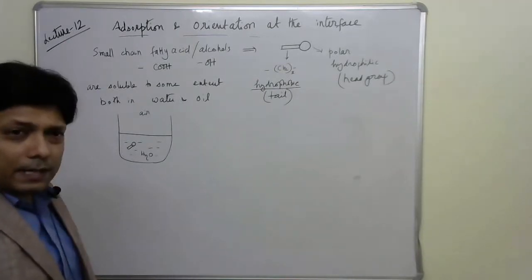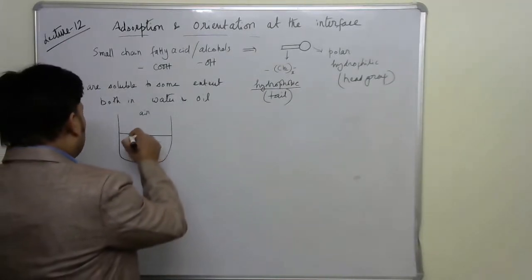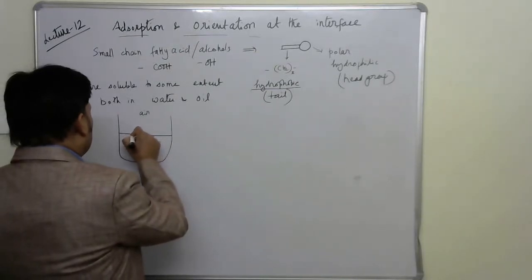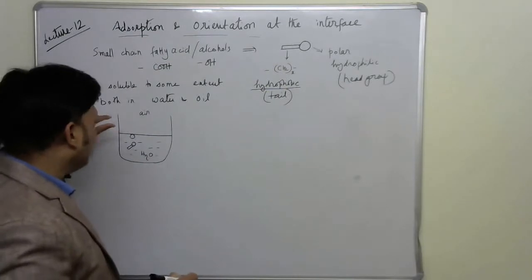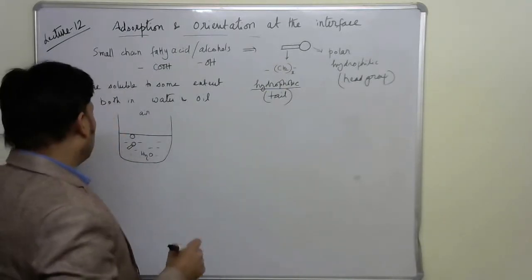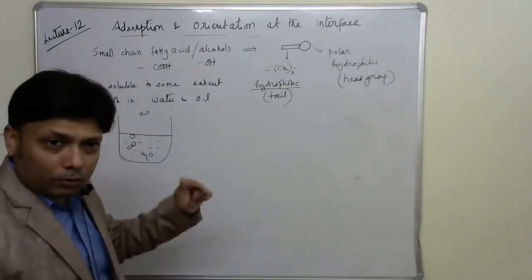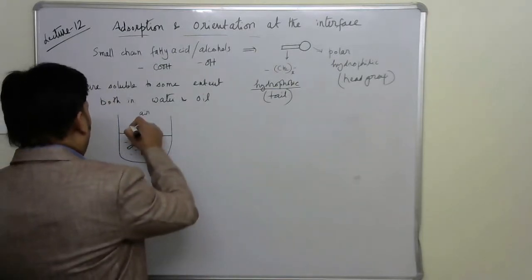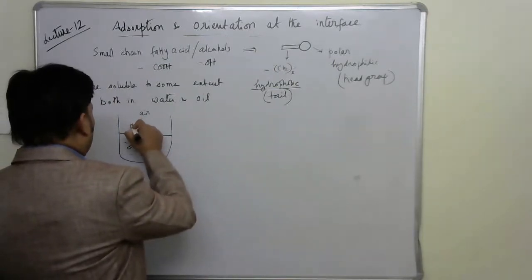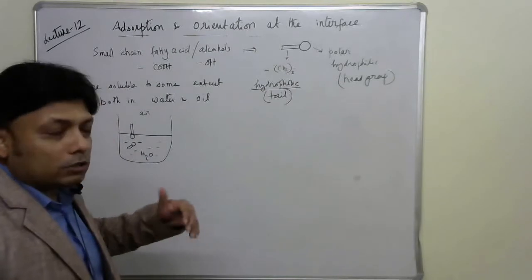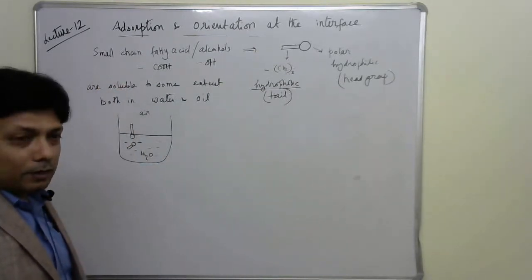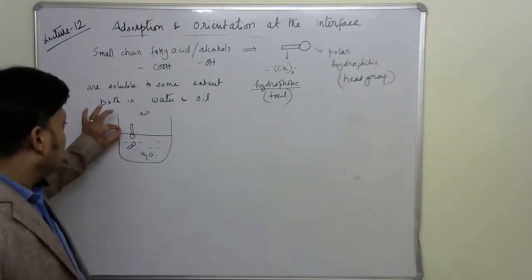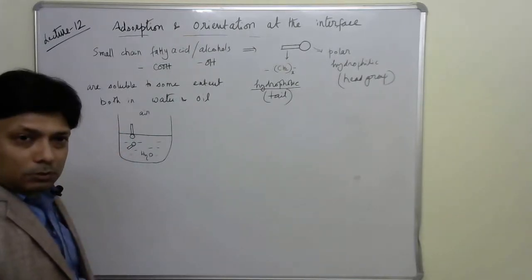Or there is another possibility that they may bury just the polar head group inside the water, or we can call it at the surface. That means they can rest their polar head group at the surface, and they protrude their long hydrocarbon tail towards the air. All right. So this orientation can be logically possible.